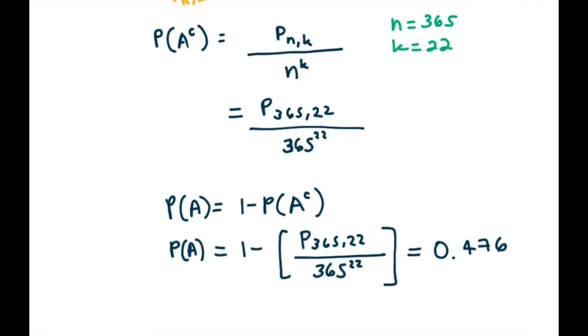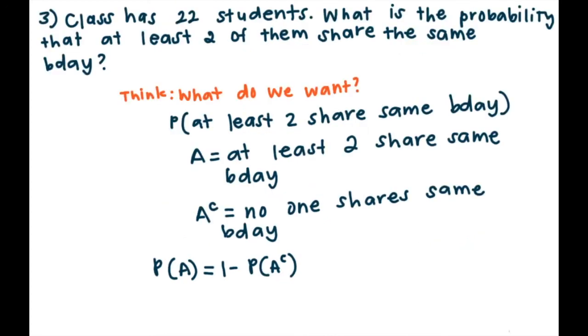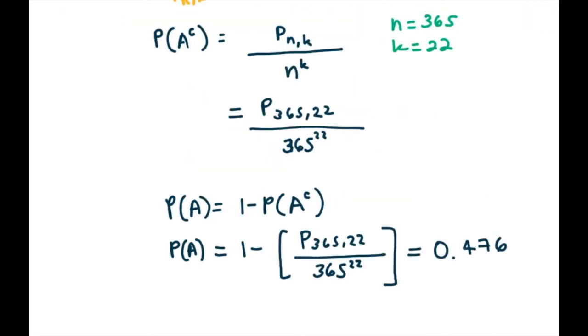And then I'm going to use the probability equation we came up with earlier, which is probability of A equals 1 minus probability of A complement. Okay, and remember that A represents at least 2 share the same birthday. Okay, so we have 1 minus probability of A complement. We plug in the probability of A complement, so we get 1 minus P, which is permutation, 365 comma 22 divided by 365 raised to the power of 22, and our answer turns out to be 0.476, so about 0.5.